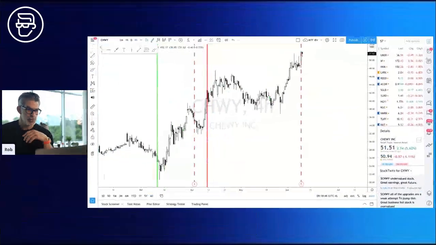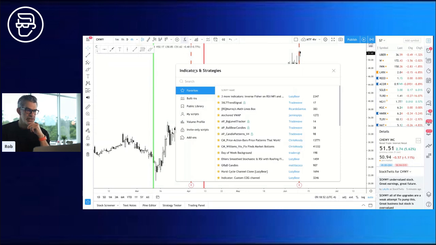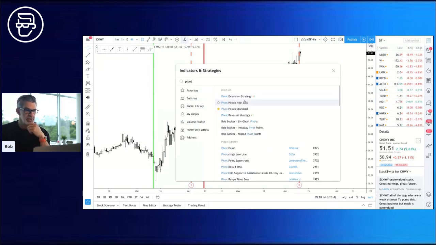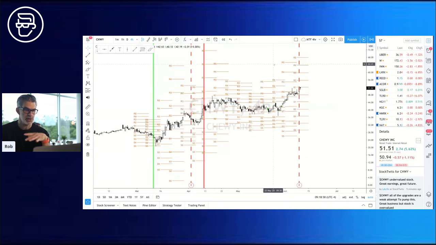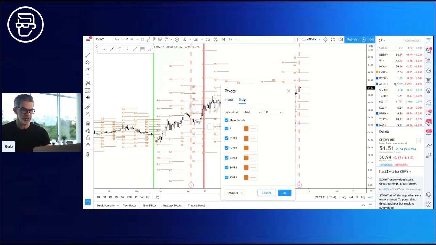So what I want to do now is jump on over to the chart here. If you pull up tradingview.com, for example, and you just jump over to indicators and you type in pivot, you'll see pivot points standard. You click on pivot points standard and then all this mumbo jumbo pops up. Just double click on any one of those lines and under pivots time frame, choose weekly.